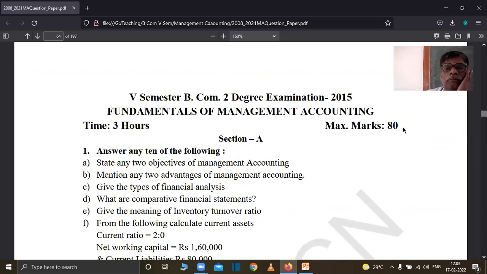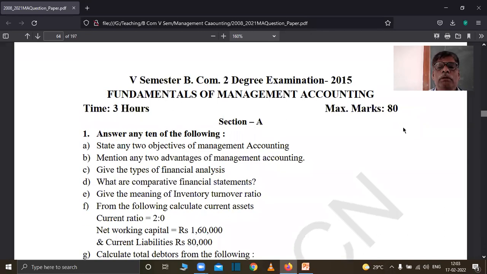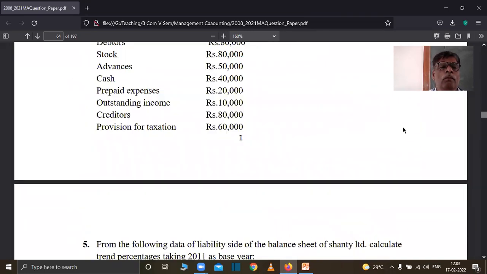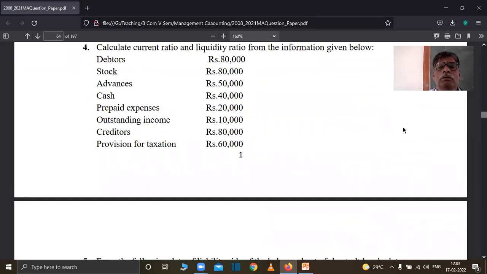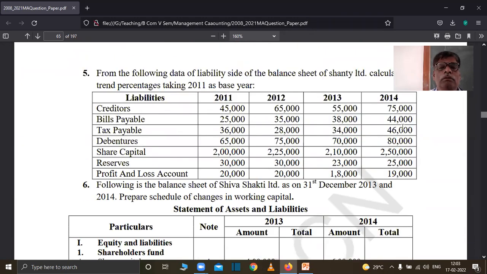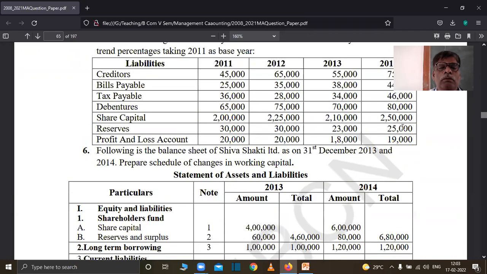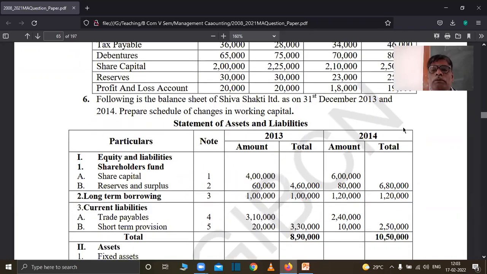Okay, today we see the 2015 question paper of Rani Chennamma University connected with fund flow statement. Okay, we see the 5 marks question, question number 6.